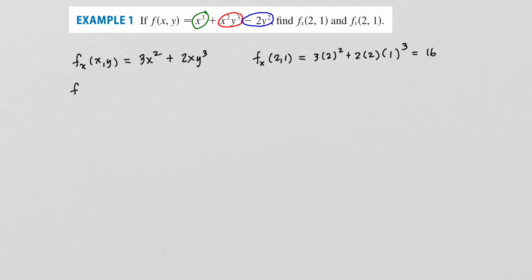Now taking the partial derivative with respect to y, we basically do the same thing, but now we are going to treat x as a constant. So the derivative of x cubed is 0. For the next term, x squared now is regarded as a constant, and the derivative of y cubed is 3y squared. So we have x squared times 3y squared. Finally, minus the derivative of 2y squared is 4y.